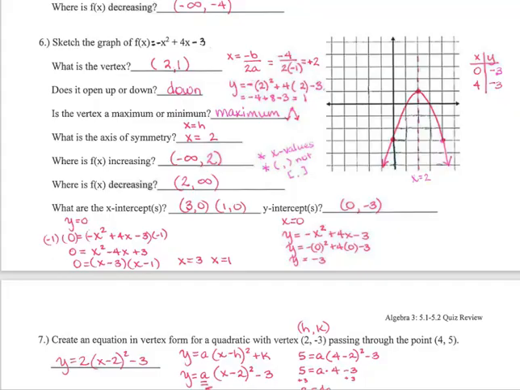All right, then what are the x-intercepts? To find x-intercepts, we set y equal to 0. So I can say f of x, or y, equals 0. That would be 0 is equal to negative x squared plus 4x minus 3. Now, I don't like to factor when my leading coefficient is negative. It just makes it so much harder.